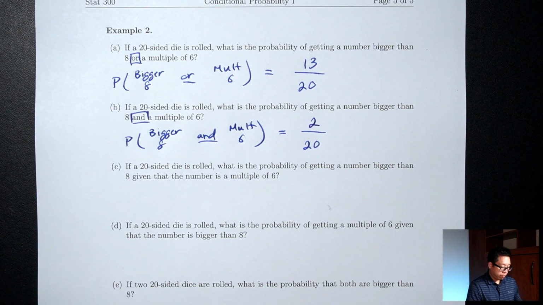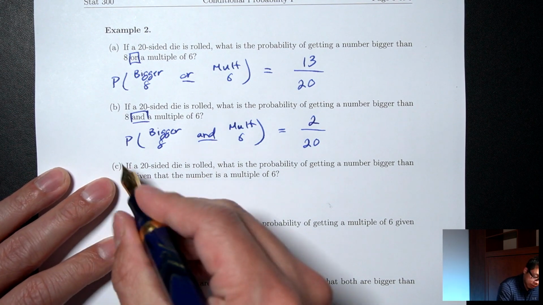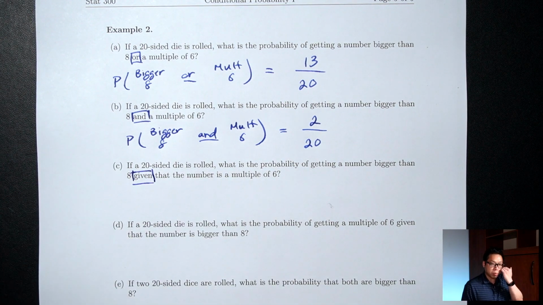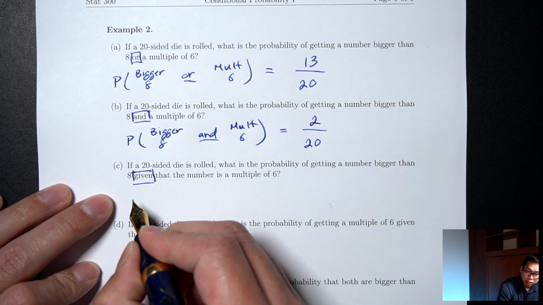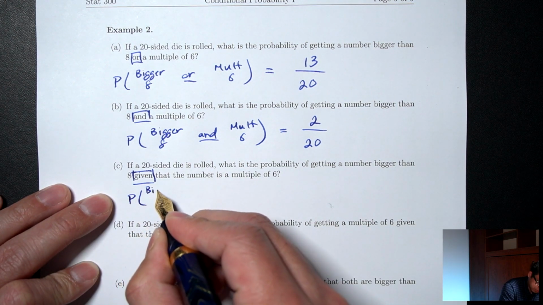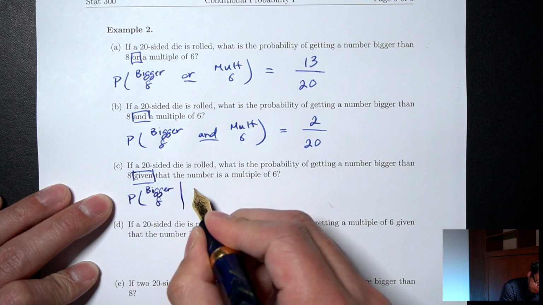Part C, if a 20-sided die is rolled, what's the probability of getting a number bigger than 8 given, so keyword here is given, that the number is a multiple of 6. So this is a conditional probability. So in symbols, I want bigger than 8 given, which is the line, multiple of 6.